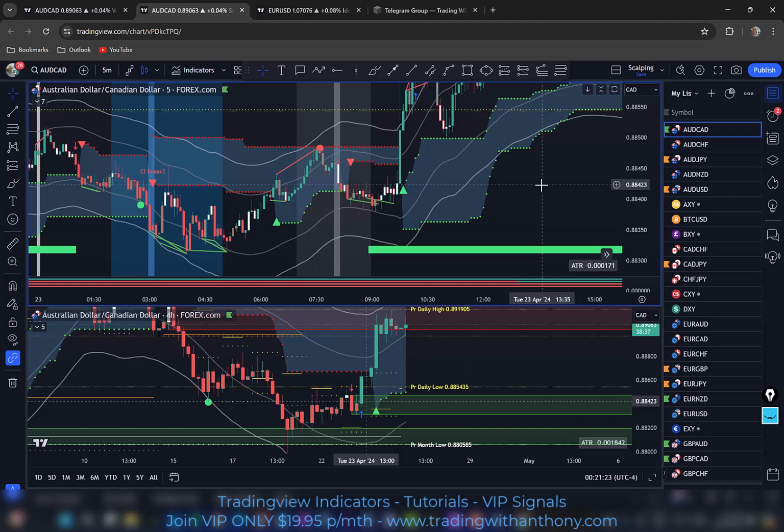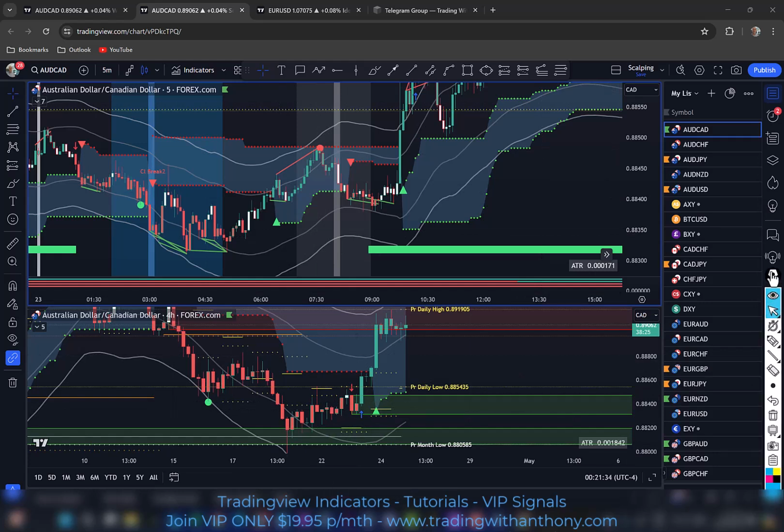Here's an example of an ideal setup, and what we'll cover in the video is rules of engagement, how to manage your trade and how to manage risk. But this will be a full tutorial.